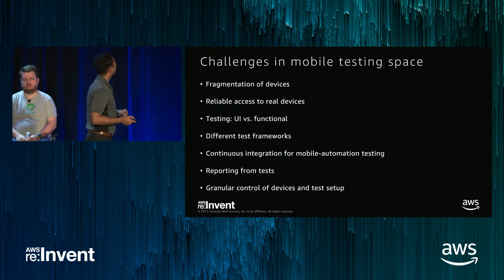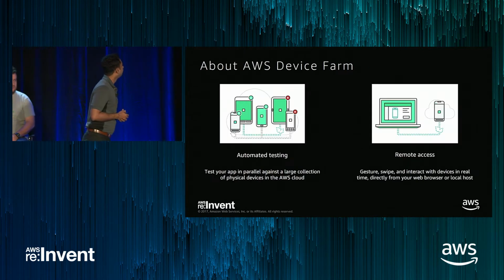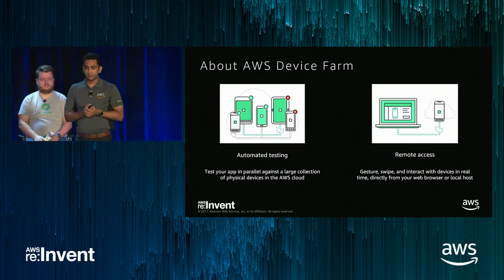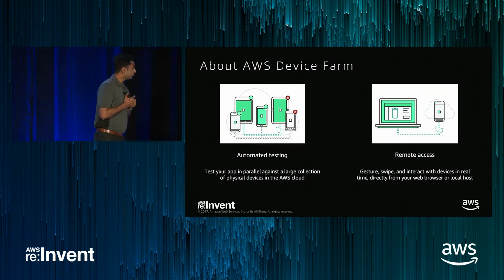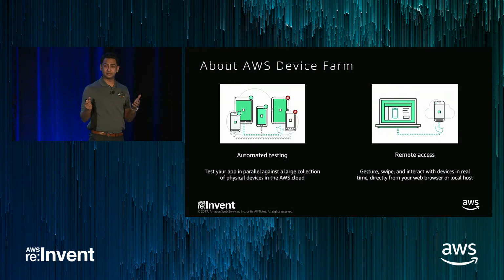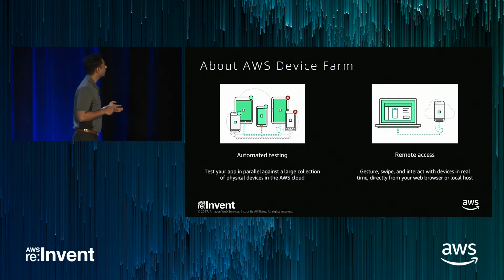So those are some of the challenges in the mobile testing space. So here comes Device Farm. How can you use Device Farm? Device Farm, as the name suggests, is a service where you can get access to hundreds of real devices. These are not simulators, emulators, or virtual devices. They are real devices hosted in one or more AWS data centers.